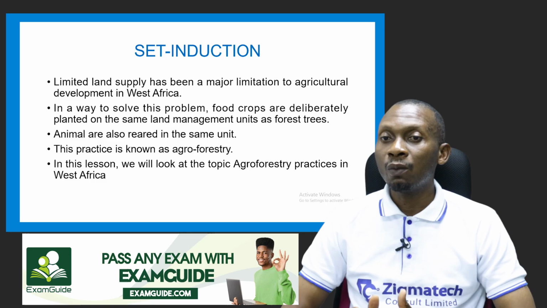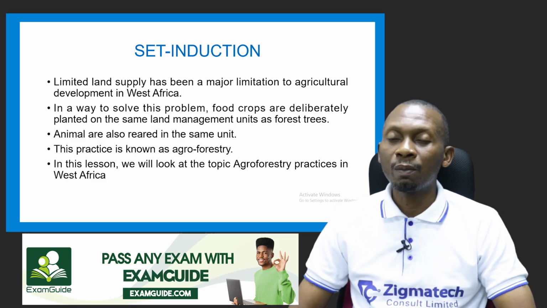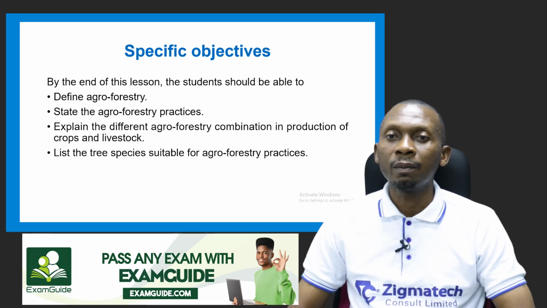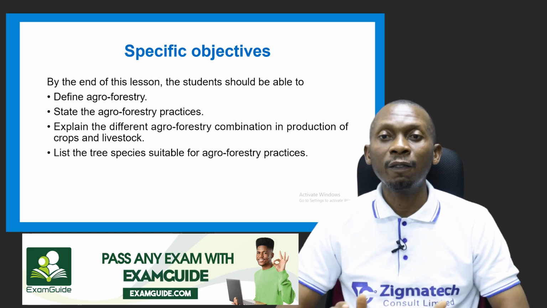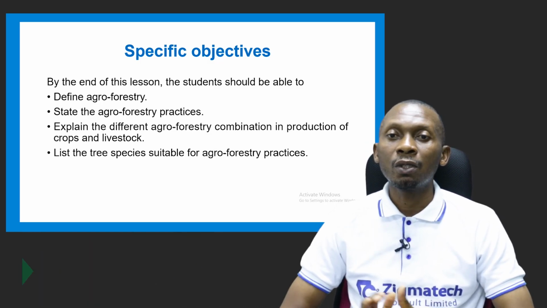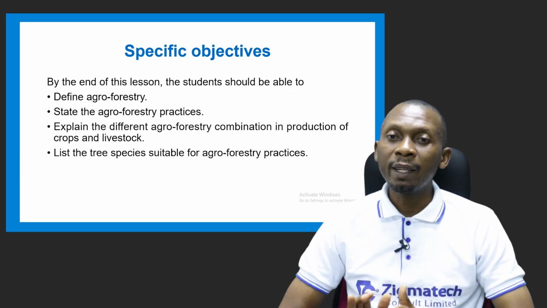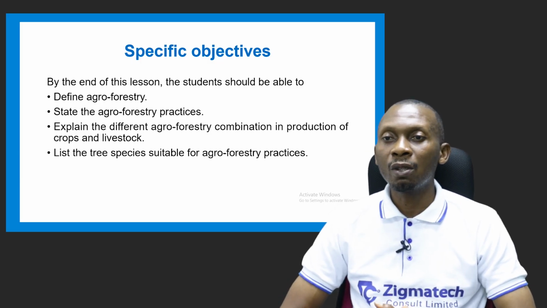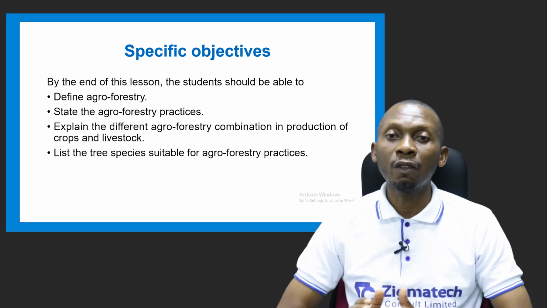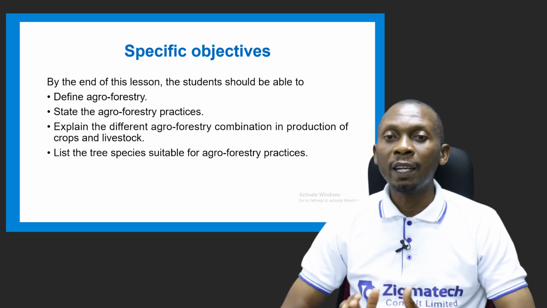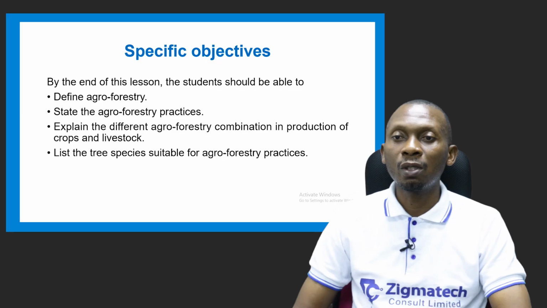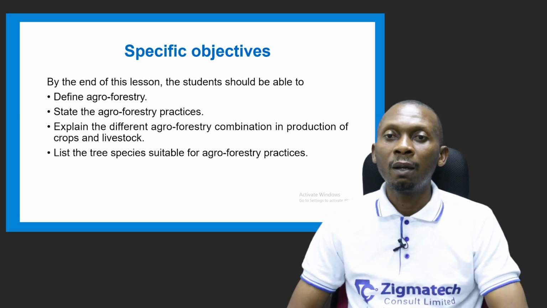So in this lesson, we will look at the topic agroforestry practices in West Africa. By the end of the lesson, you should be able to define agroforestry. You should also be able to state the agroforestry practices. You should also be able to explain the different agroforestry combinations in production of crops and livestock. And finally, you should list the tree species suitable for agroforestry practices.